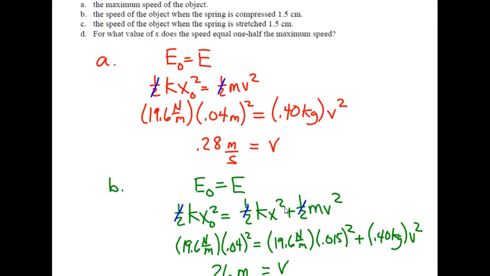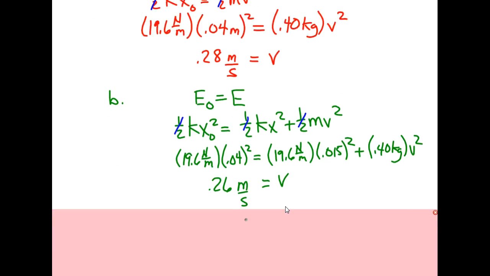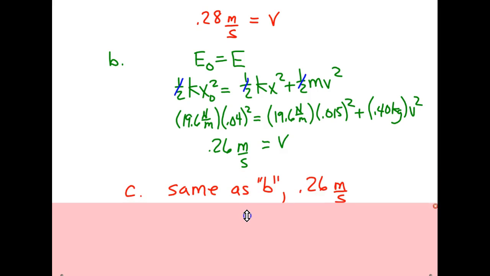C wants to know the speed of the object when the spring is stretched 1.5 centimeters. Well, for this we don't even need to do a calculation because its speed at a compression of 1.5 is going to be the same as its speed at a stretch of 1.5 from equilibrium. X values are always measured from equilibrium, so since they both have the same x value, C will be the same answer as B, 0.26 meters per second.